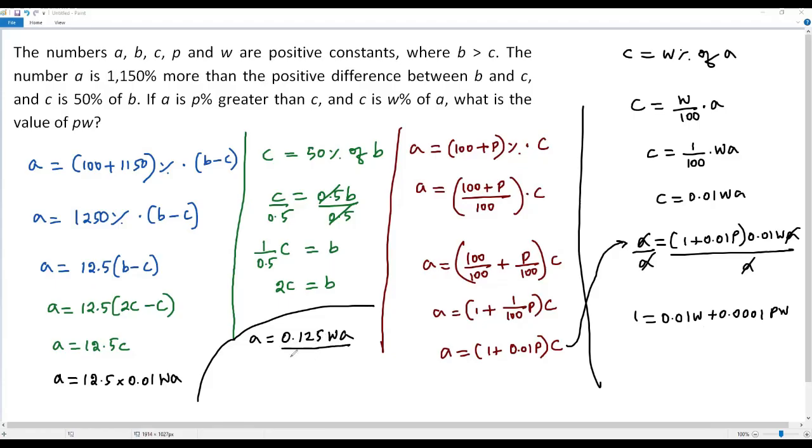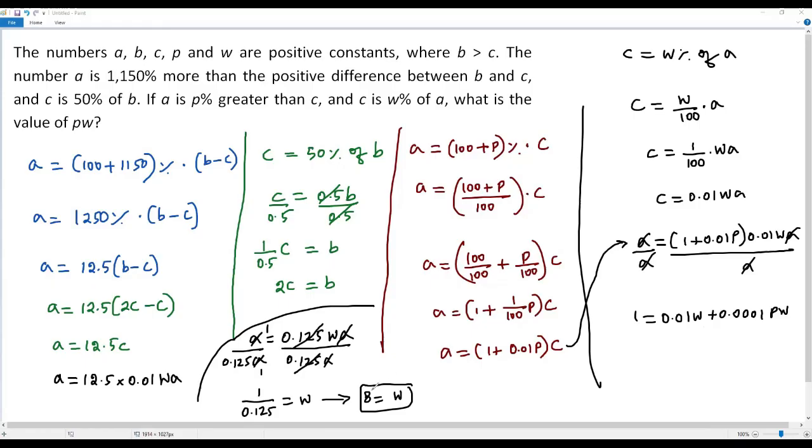So let me divide both sides of this equation by 0.125 times A. Now let me do the same thing on the left side, 0.125 times A. Here the 0.125 and 0.125 will cancel out, and here A will cancel out. A goes into A 1 times. I am getting 1 over 0.125 on the left side. On the right side, we have W. When I divide 1 by 0.125, I am getting 8. Here I got the value of W, that is W equals 8.